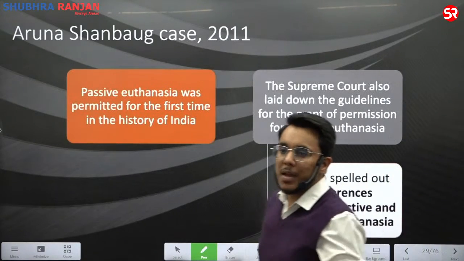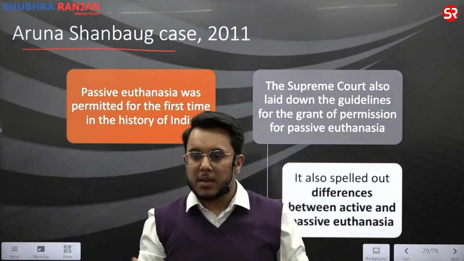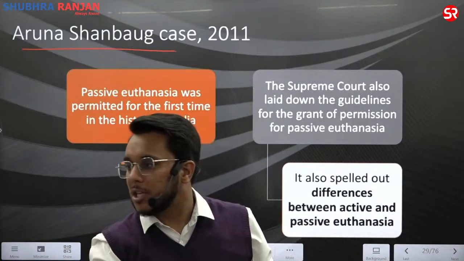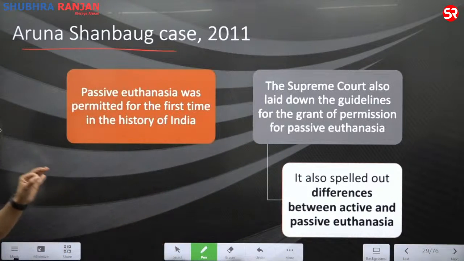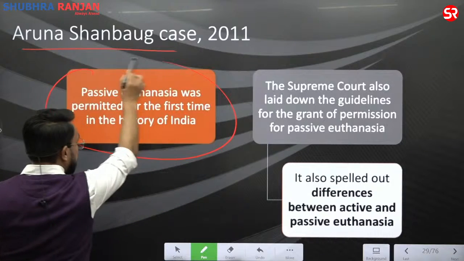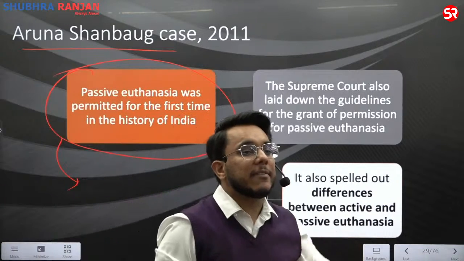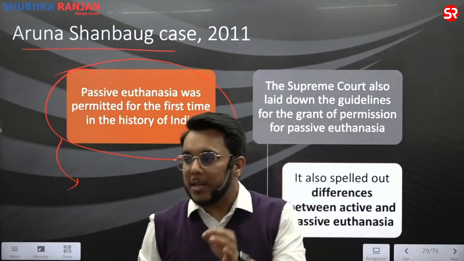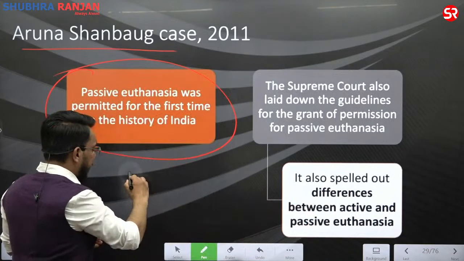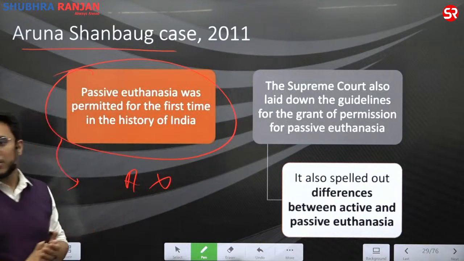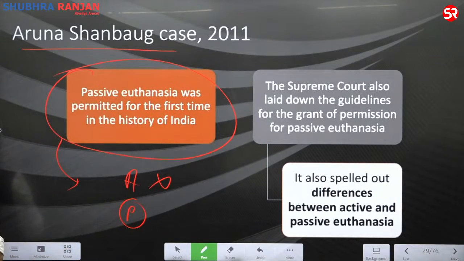Then came the Aruna Shanbaug case, where it was asked that the woman, Aruna Shanbaug, should be allowed to resort to euthanasia because of the vegetative state she had entered. And in this case, for the first time, it was provided that passive euthanasia could be given. Abhi, passive euthanasia is not given in every other case. Matlab, pehle to we don't even entertain that euthanasia is acceptable in India. But here we said that active euthanasia is not allowed, passive euthanasia can be given. Is it clear or not?